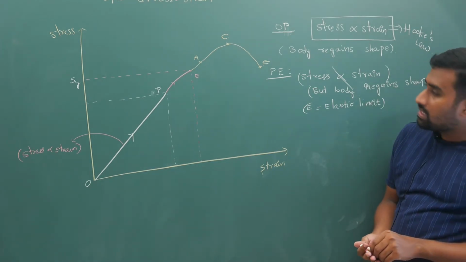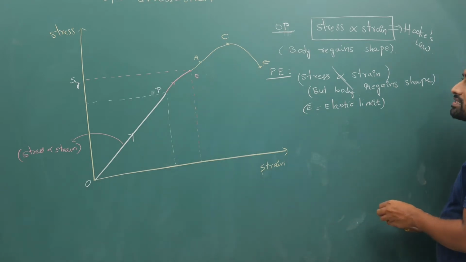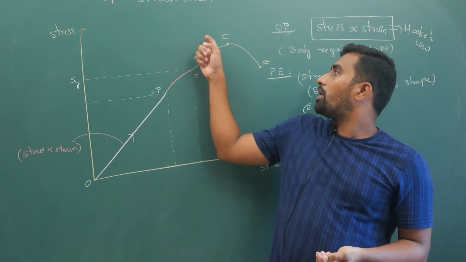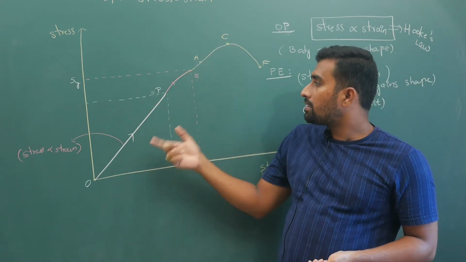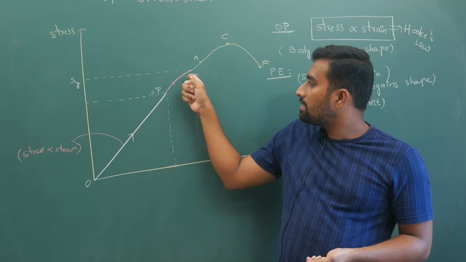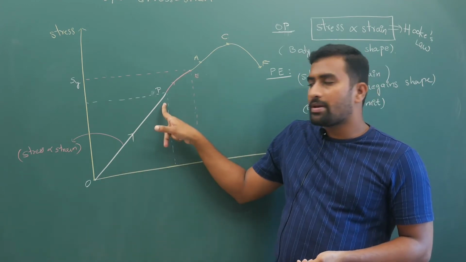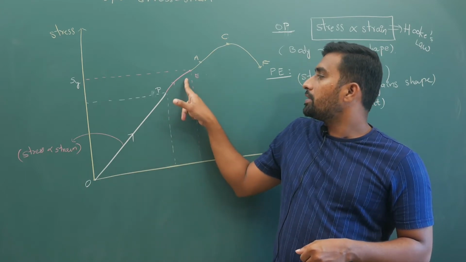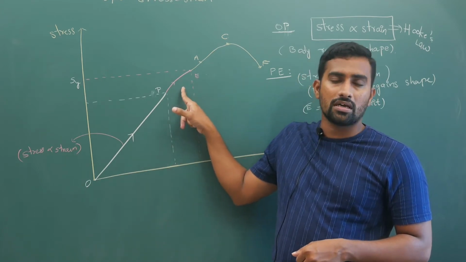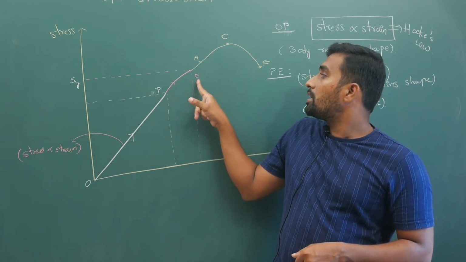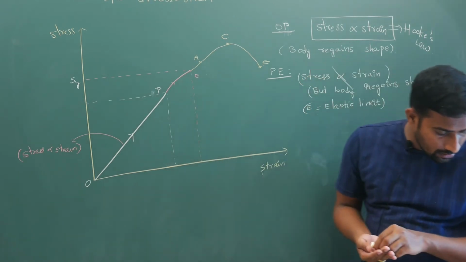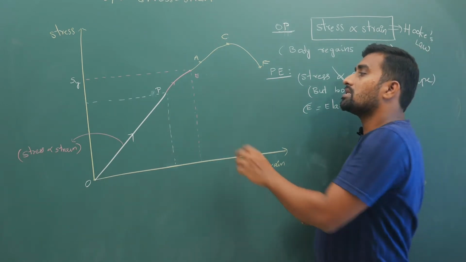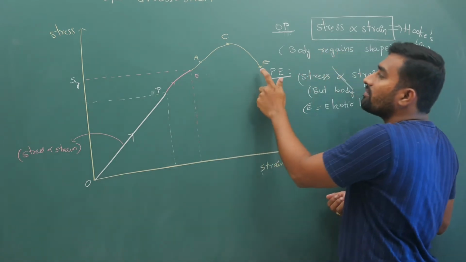F is actually the fracture point. I will tell you which points are required. Points A and C are not much required, but your body regains shape till E only. From O to P it regains shape and stress is directly proportional to strain. From P to E it also regains shape, but stress is not directly proportional to strain. But beyond this point, whatever stress you apply, it doesn't matter. Here E is your elastic limit and F is your fracture point.